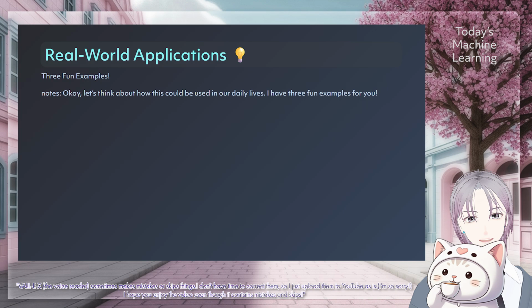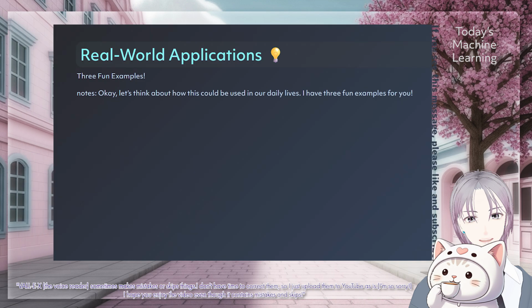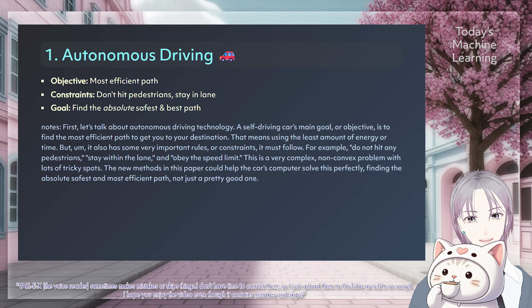Okay, let's think about how this could be used in our daily lives. I have 3 fun examples for you. First, let's talk about autonomous driving technology. A self-driving car's main goal or objective is to find the most efficient path to get you to your destination. That means using the least amount of energy or time. It also has some very important rules or constraints it must follow. For example, do not hit any pedestrians, stay within the lane, and obey the speed limit.